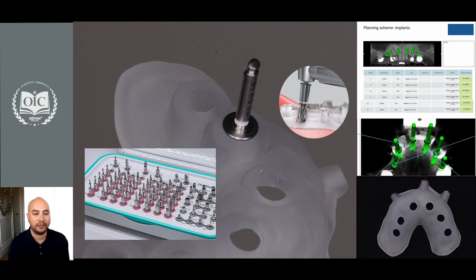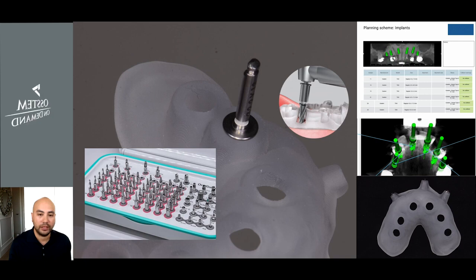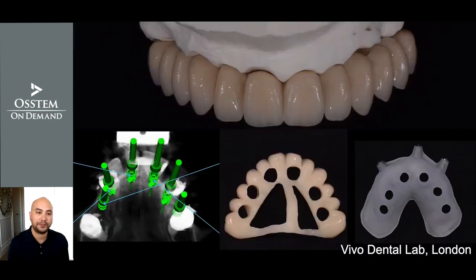So I'm going to look at this case, a maxillary arch FP1. The technician is able to provide us with a planning scheme for each implant site, and then with some sleeves where we're going to be placing the drills and then the implants. This is a case I did with a lab in London, and it was all pre-planned, the position of the implants on the guide and also on the interim prosthesis.